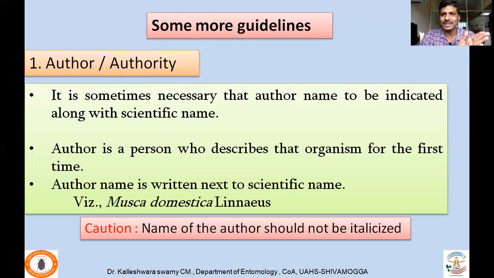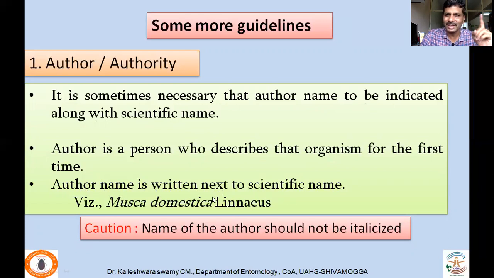The author is the one who first described and named that particular species. It is sometimes necessary for the author name to be indicated along with the scientific name, like Linnaeus, as I was telling. The author is the person who describes that organism for the first time. The author name is written next to the scientific name like this.